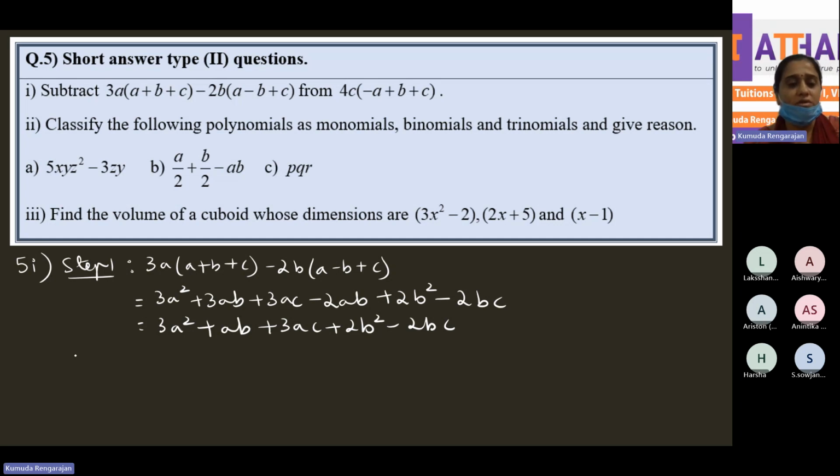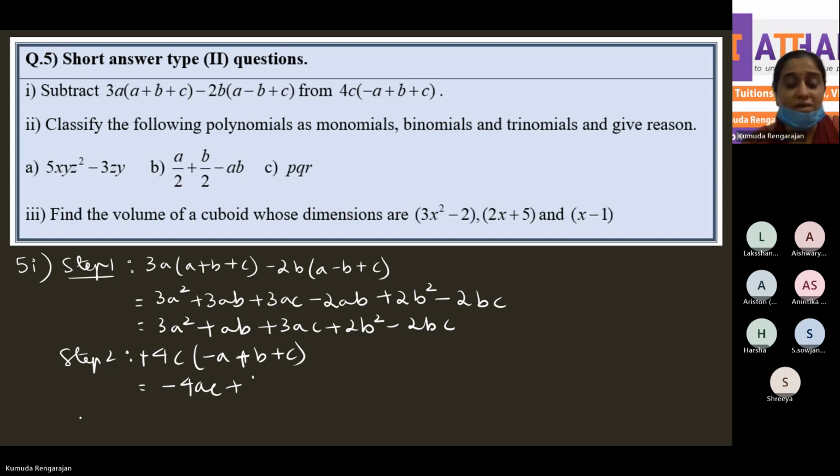Yeah, now Shivam, try this one. How do you do this? 4c into minus a plus b plus c. Minus 4ac. No, this is plus, this is plus. So plus into plus, plus 4bc plus 4c squared.